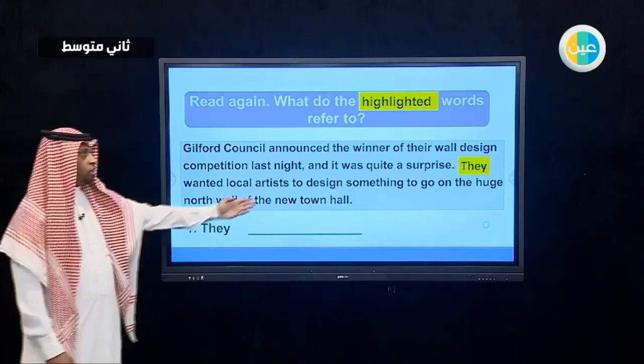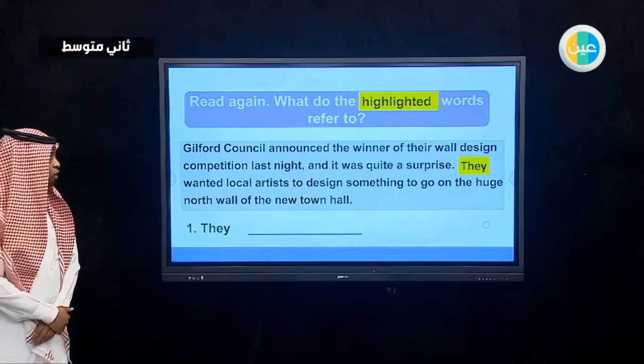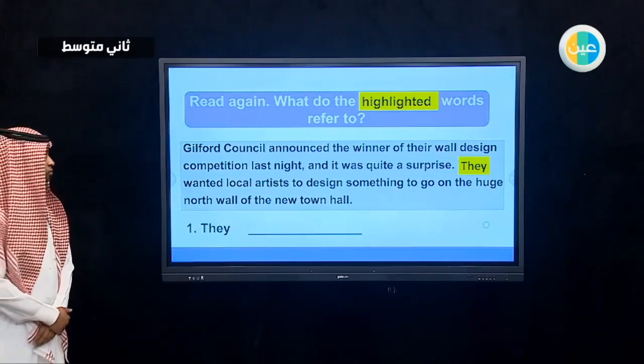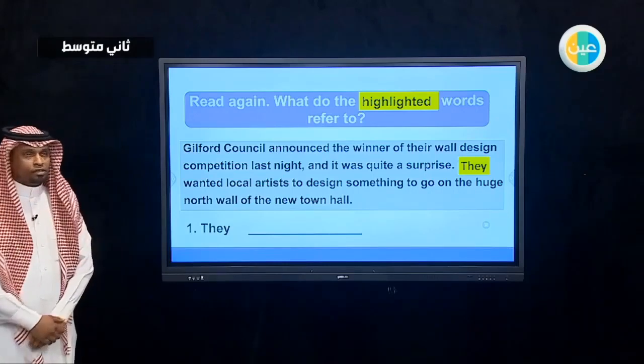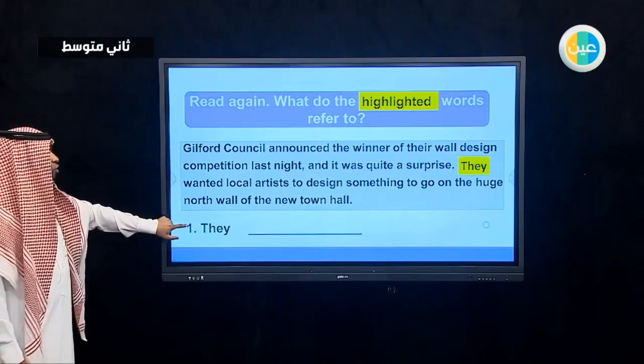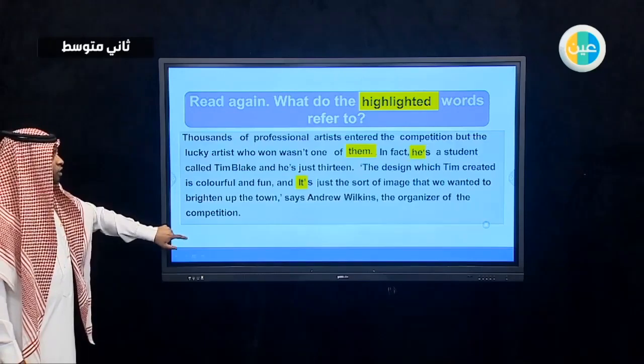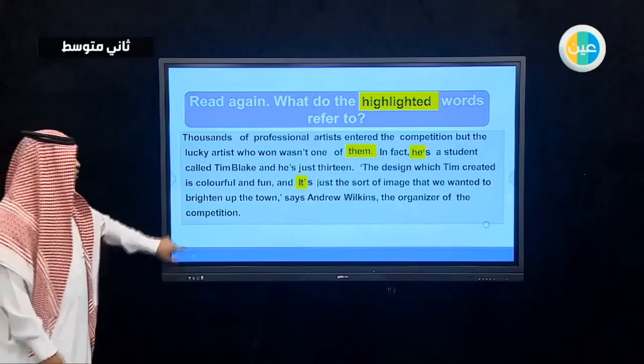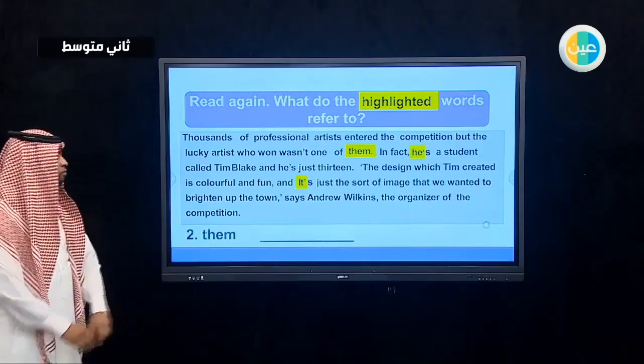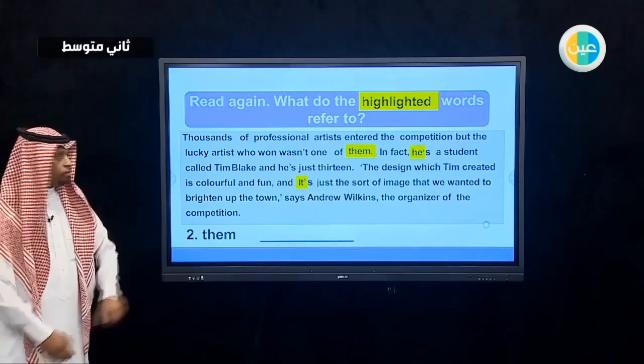They. What do you think about they, the highlighted word? What does they refer to? Good, excellent. It refers to Guilford Council. Now, let's move to the next one here. How about the word them? Them. What does it refer to?